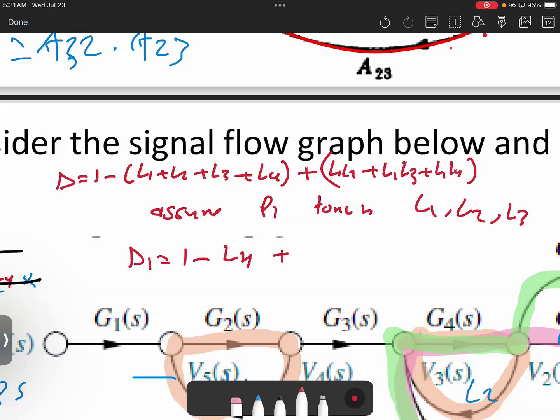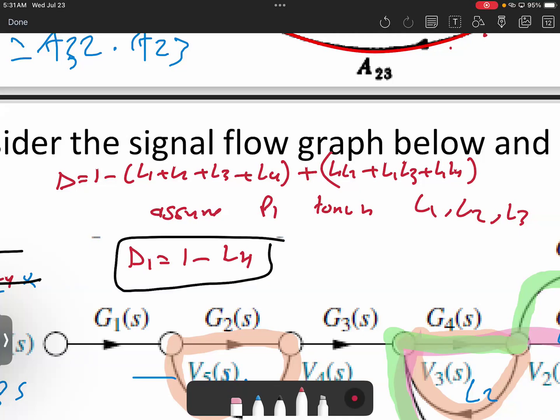Then plus L1L2: it's touching, therefore they are zeros. L1L3: since L1 and L3 are touching, they are zeros. L1L4: L1 is 0, L4 times 0 will be 0. Therefore this yields delta 1. Okay? That's how we calculate delta.